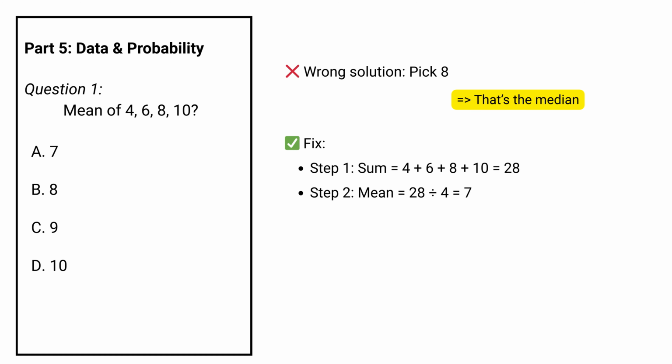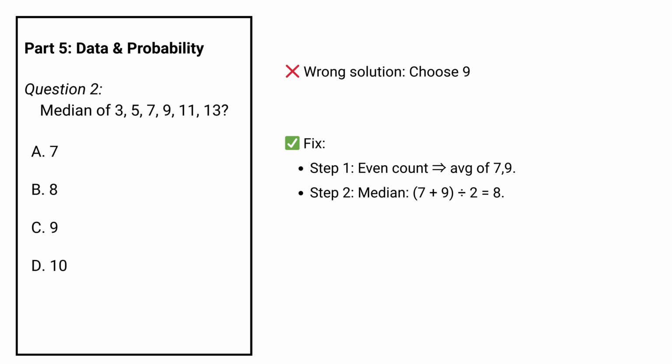Correct explanation. Step 1. Add the numbers. 4 plus 6 plus 8 plus 10 equals 28. Step 2. Divide that total by the number of data points, which is 4. Step 3. 28 divided by 4 equals 7. That's the mean, or average. The correct answer is A, 7.